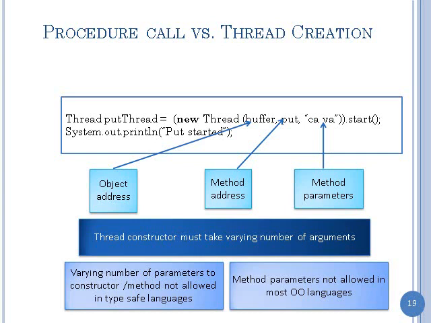Okay, method parameters not allowed in most OO languages. So if you want to call a method, what do you do? Firstly, what you want to do is somehow type this method signature. You want to say new thread, and you want to give a signature of the method that the thread is taking. Yeah, you don't subclass interfaces, you implement interfaces.